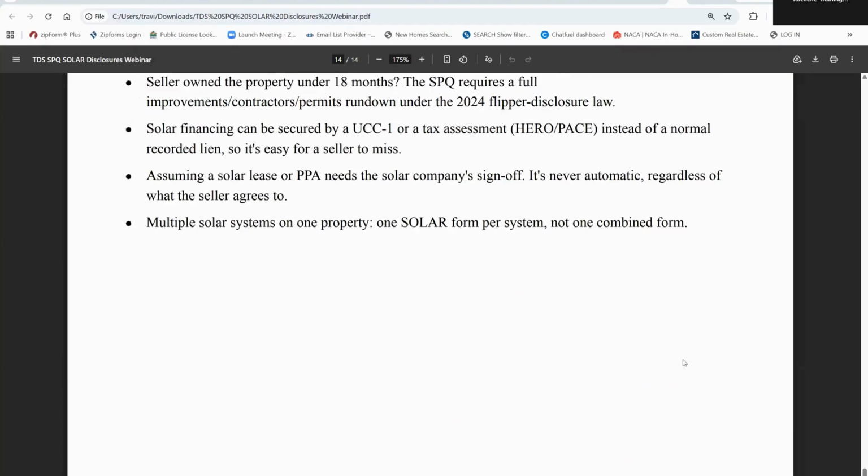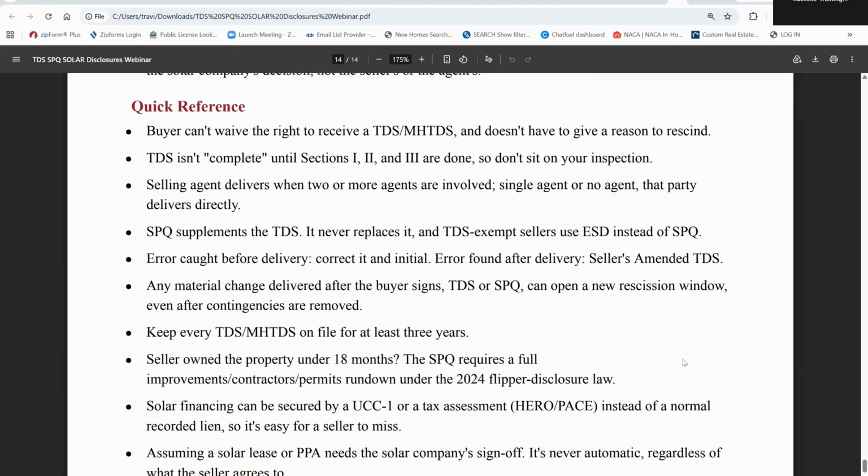So that's about it for it. Basically, just a quick review of the most important things we went over. Buyers can't waive the right to receive the TDS, and it doesn't have to give a reason to rescind. The TDS isn't complete until sections 1, 2, and 3 are done, including the AVID. So don't sit on your inspection.